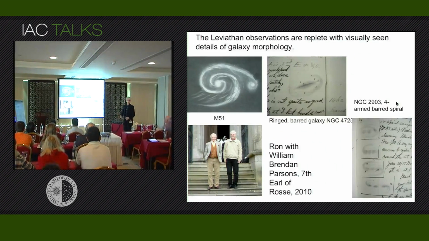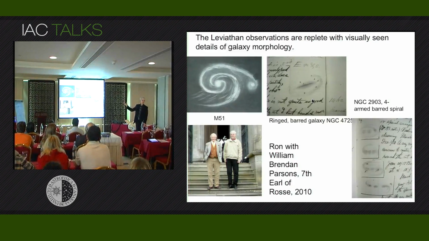And if you go back and look at the notes, which I did because I wanted to have fun with this subject, I want to write a book on the spiral nebulae, and I wanted to see where this was done. I went there last year, and there's the current Earl of Rosse. In that bottom left picture, his name is William Brendan Parsons. He's the 7th Earl. His ancestor was the 3rd Earl who discovered this. And if you look at the observing notebooks, they're just replete with details of galaxy morphology.